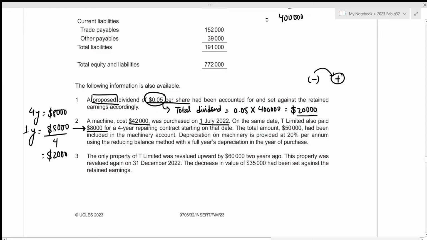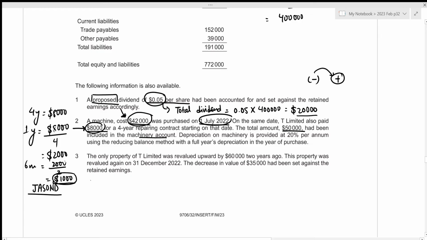But remember that this was on the date of 1st July 2022, which means that the repair cost will only be utilized for the months of July, August, September, October, November, and December. So that's 6 months. For 6 months, it's going to be 2,000 divided by 2, which results in 1,000. So 1,000 should have been included as an overhead for repairs while calculating our profit for the year. But the total amount, 50,000, so the total of the cost 42,000 as well as this 8,000 repair, was included in the machinery account. So this is absolutely wrong, because only the cost of 42,000 should have been included in the machinery account, which means that this amount of 1,000 has not yet been accounted for as an overhead for this year.